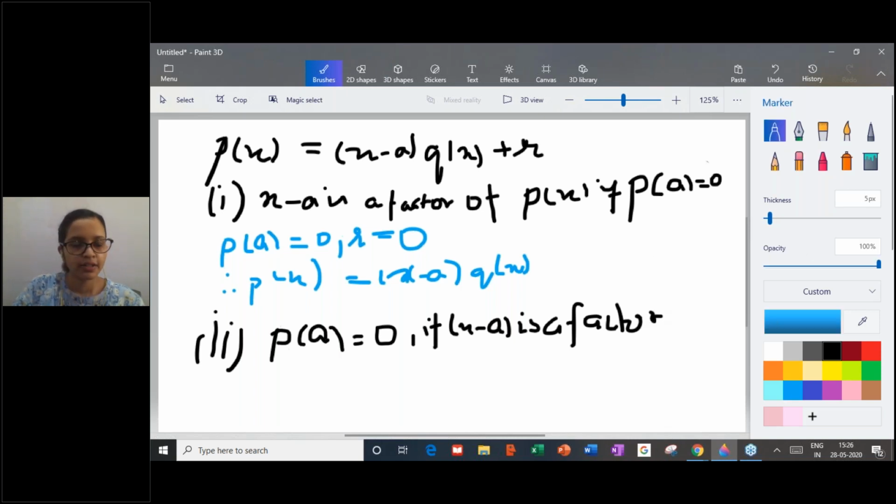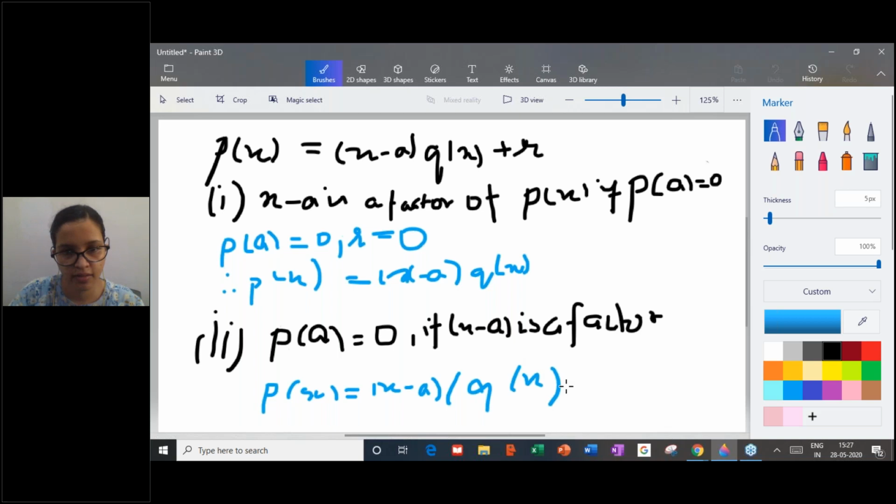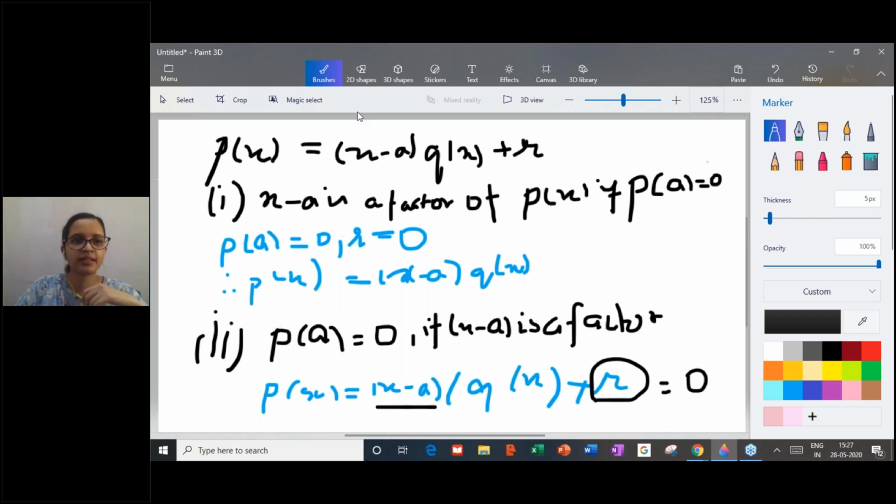Or how do you get x minus a is a factor, which means if you get the remainder as 0, like in the previous question. So p of x is nothing but x minus a into q of x plus r, right? So what they are saying here is that if this is a factor, then r will be 0. This is the factor theorem.